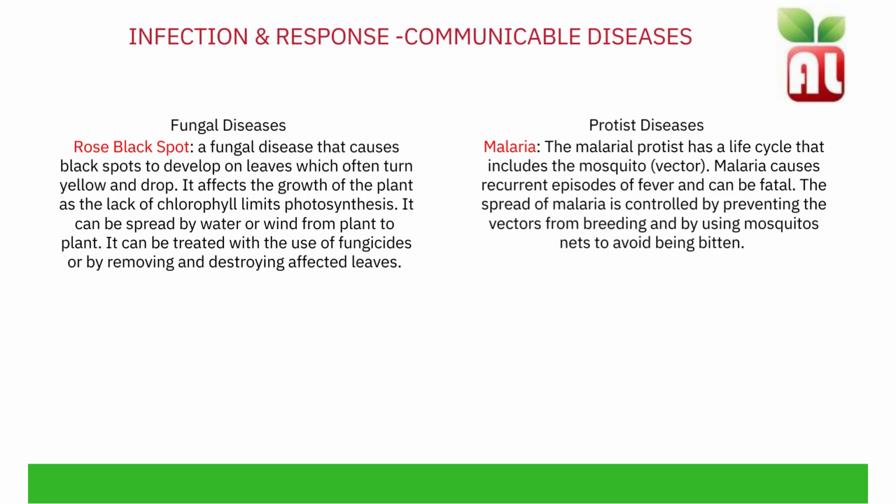An example of a protist disease is malaria. The malarial protist has a life cycle that includes the mosquito, the vector. Protist diseases will be carried by a vector. Malaria causes recurrent episodes of a fever and can be fatal. The spread of malaria is controlled by preventing the vectors from breeding and by using mosquito nets to avoid being bitten.